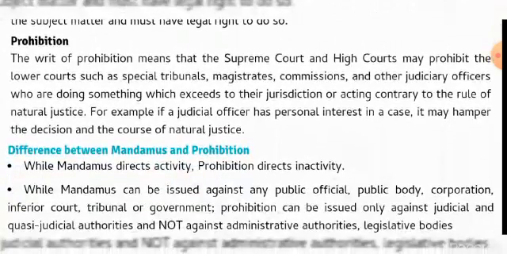Prohibition. The writ of prohibition means that the Supreme Court and High Court may prohibit the lower courts, such as special tribunals, magistrates, commissions, and other judicial officers who are doing something which exceeds their jurisdiction or acting contrary to the rule of natural justice. For example, if a judicial officer has personal interest in a case, it may hamper the decision and the course of natural justice.